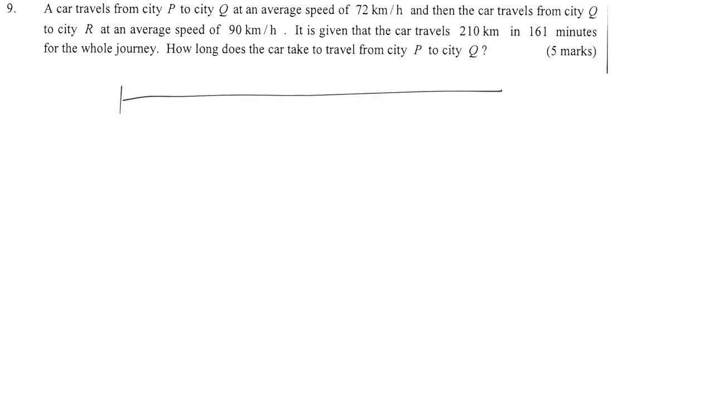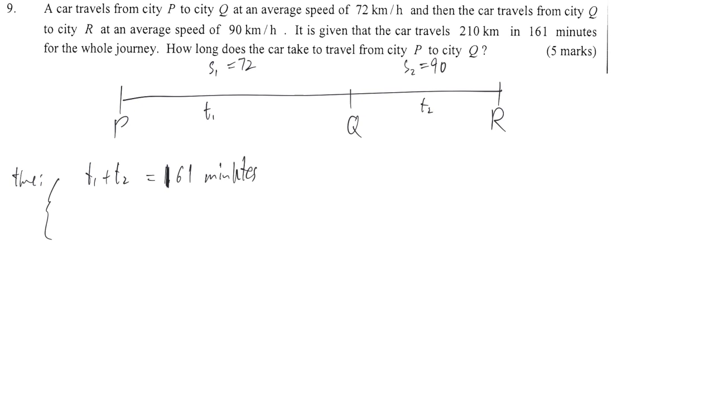There is a second approach which is quite similar, so see which one you feel more comfortable. And then again they say that the speed S1 is equal to 72, S2 is equal to 90, and then if you let the times be T1 and T2, the first constraint is about the time. T1 plus T2 is equal to 161 minutes. You may need to change the units later.